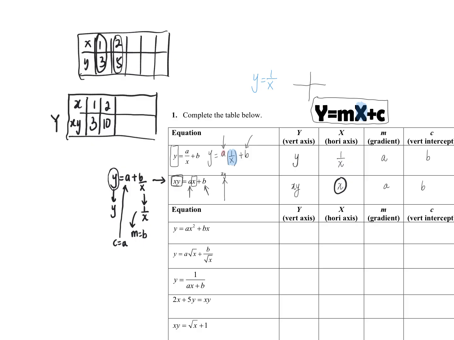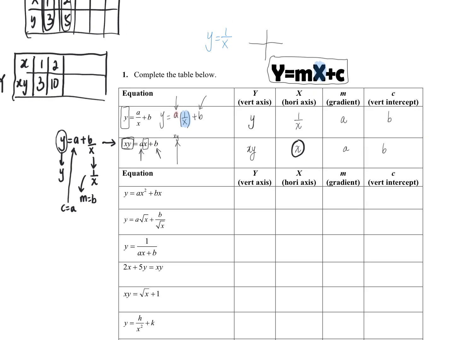The y can be anything. So your x and y axis can comprise of variables only. But your gradient and y-intercept cannot have any variable attached to it. So that one is the rule.